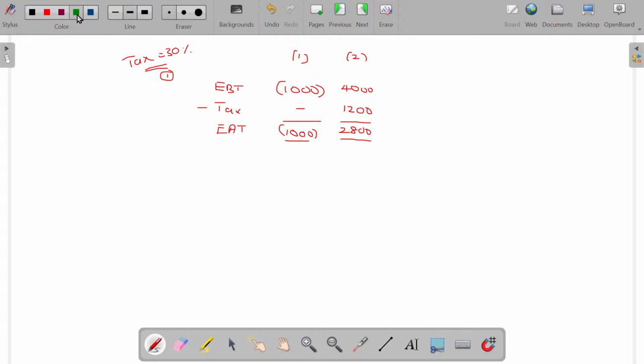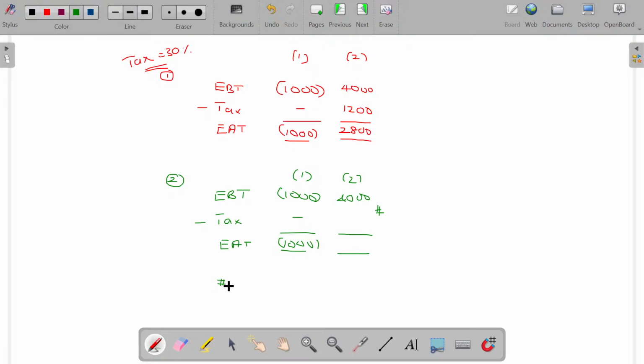In the second scenario, assume the EBT being 1,000 negative in the very first year, positive in the second year. First year you don't have tax. Second year, you are now claiming the benefit of loss to be adjusted in this year. You are telling the income tax department, last year I made a loss. In this year I made a profit. Can I adjust the loss in this year? Of course you can do.